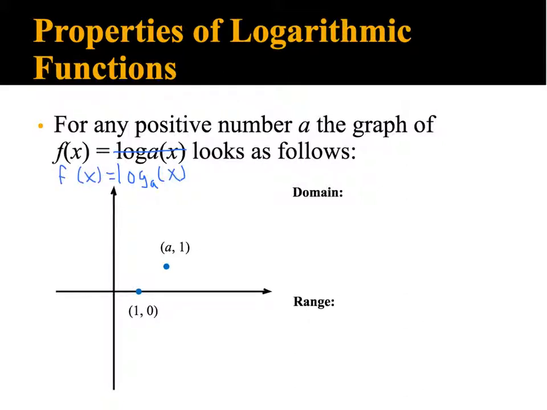If you have a function that looks like this, what we determined last time is that there are 2 points that are really important. If the input is a, we know the output is 1. And if the input is 1, we know the output is 0. So we'll always have those 2 points. And then when we graph it, we know that there's an asymptote right here at x equals 0. So that's the asymptote, x equals 0.